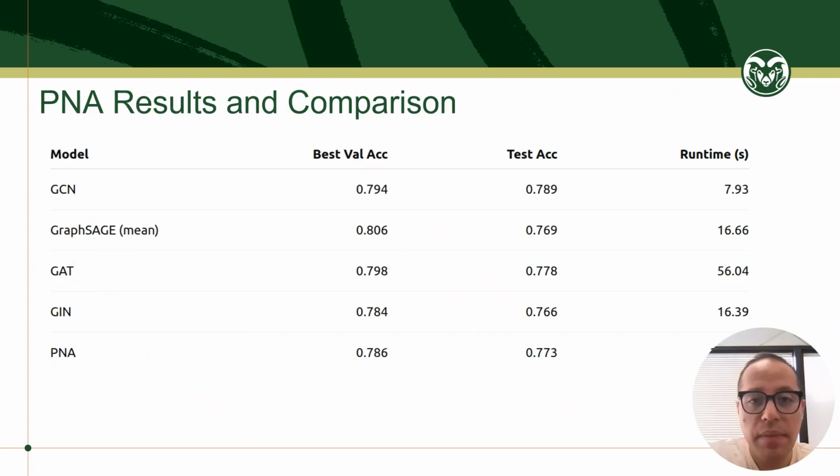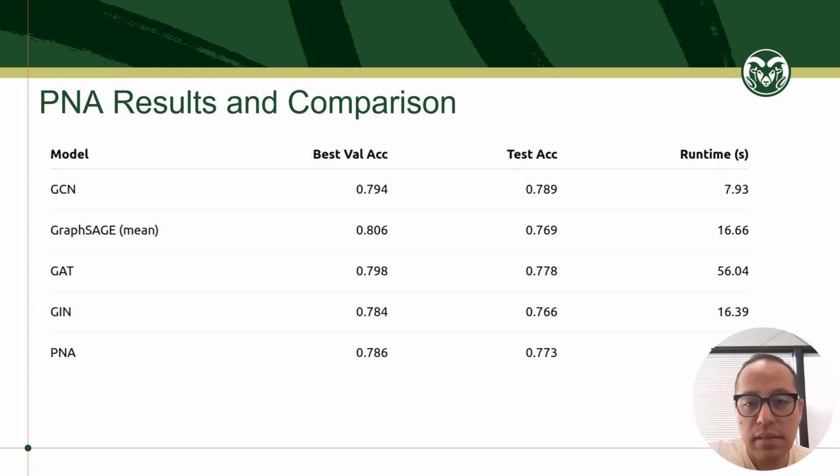After implementing PNA, I compared it against the baseline models from part 1. PNA reached a validation accuracy of 0.786, almost 0.79, and a test accuracy of almost 0.78. So it remained in a reasonable range, but it still did not exceed the performance of GCN, which had the highest test accuracy overall. The biggest difference was the computational cost. PNA required about 323 seconds to run, which was dramatically slower than the other models.